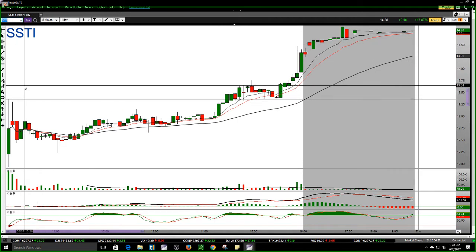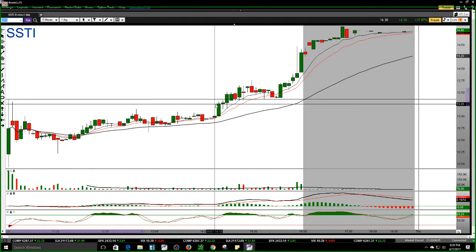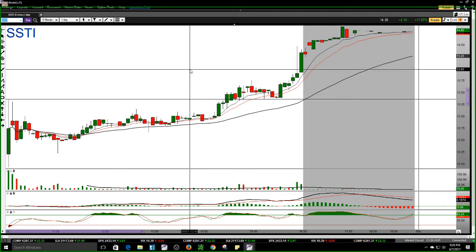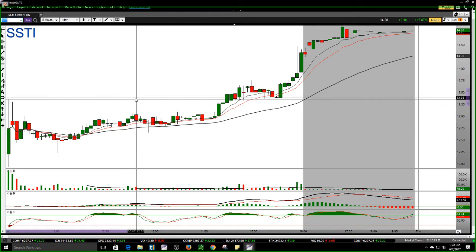Okay, this is the IPO from today, SSTI. Only one day of data to deal with. So let's go through some of the candlestick formations. So now you know what an individual, single candlestick looks like, and the reasoning for them being green or red. So let's just go through a couple of candlestick formations.